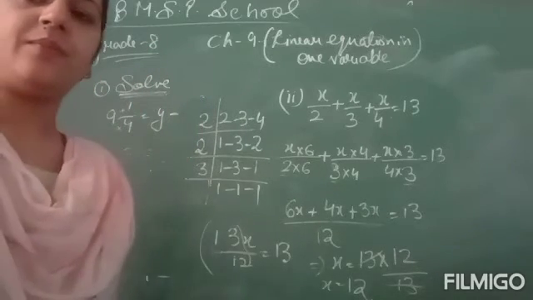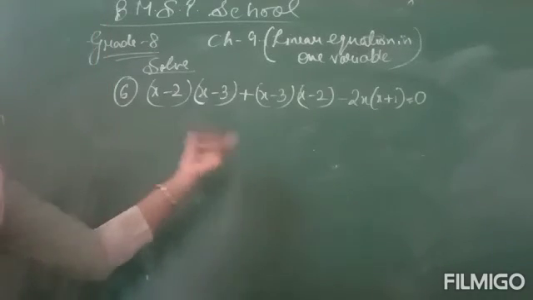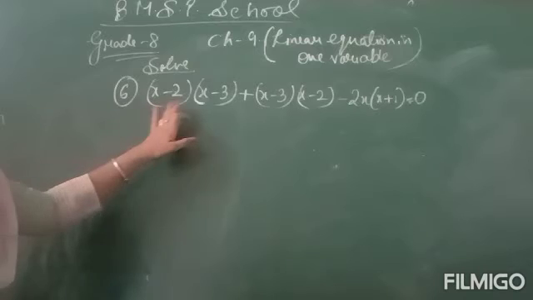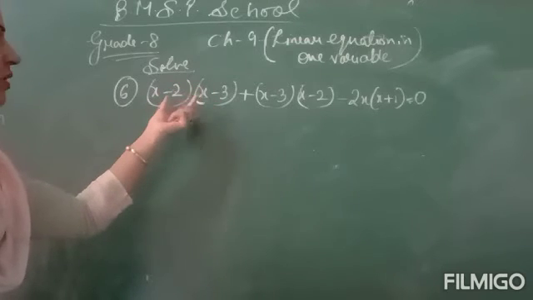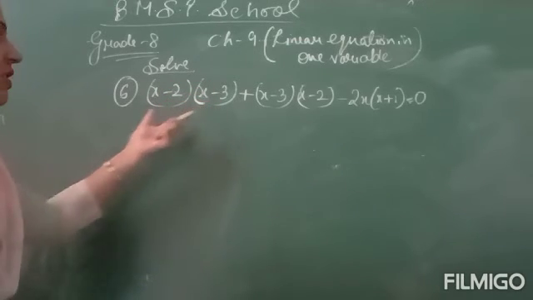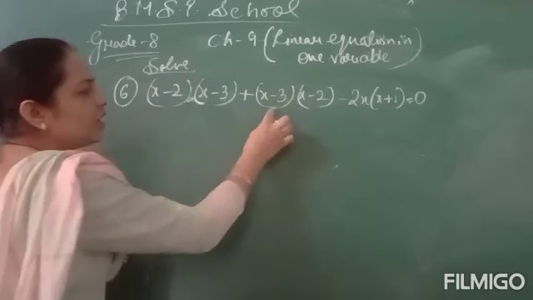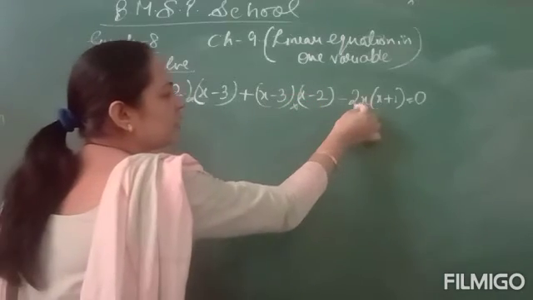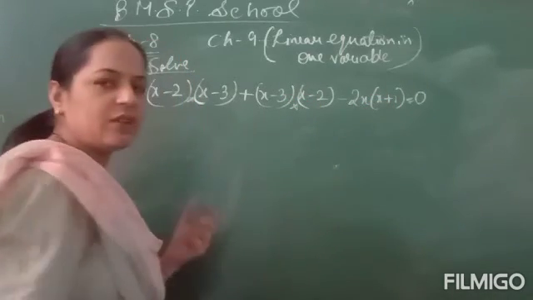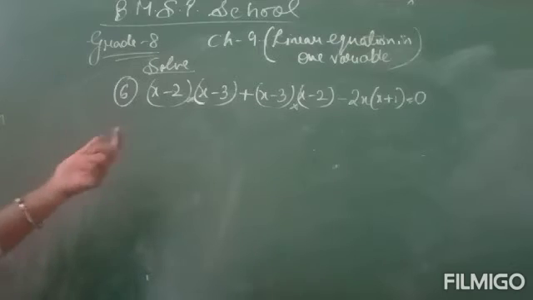Okay, the next question is the 6th question. The statement is here: x minus 2 in a bracket, x minus 3. It means there are two brackets. No sign is there, it means there is a sign of multiplication. Here is also 2x multiplied by 2x plus 1 with a bracket. So firstly we will do the multiplication.